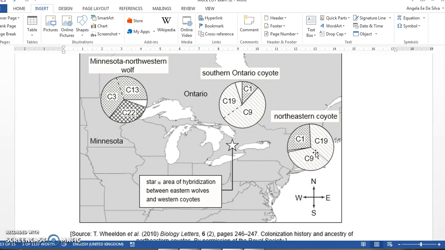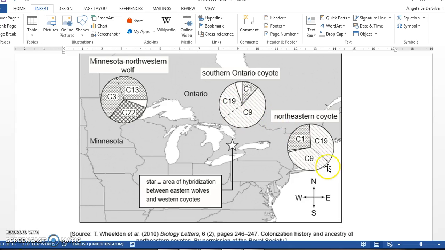We can compare the first thing by looking at what it contains, and we notice that both of them contain the same thing. That is C1, C1, C19, C19, and C9, C9. They both have the same mitochondrial DNA haplotypes. So that is one thing you can state. Remember, when the question asks you to compare, you have to tell them what is similar and what is different.